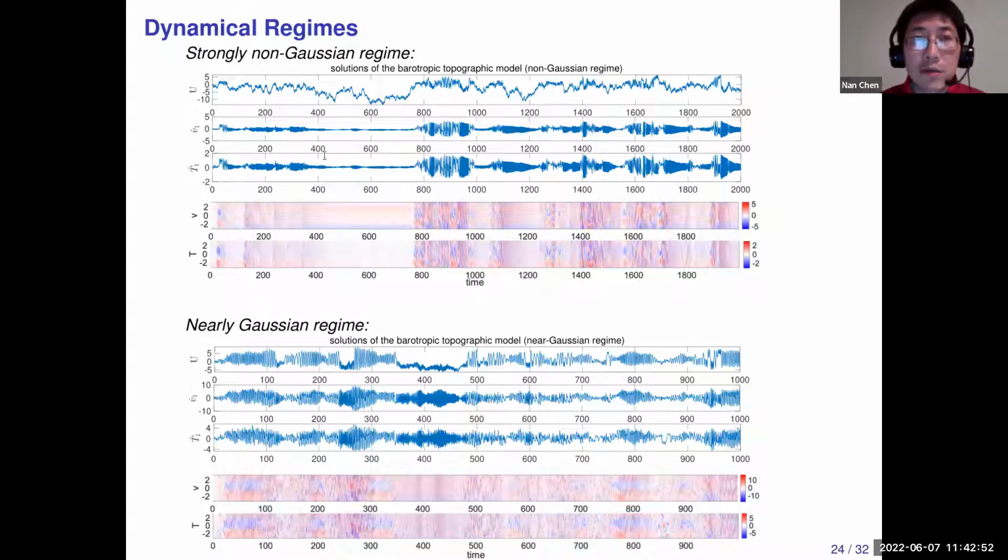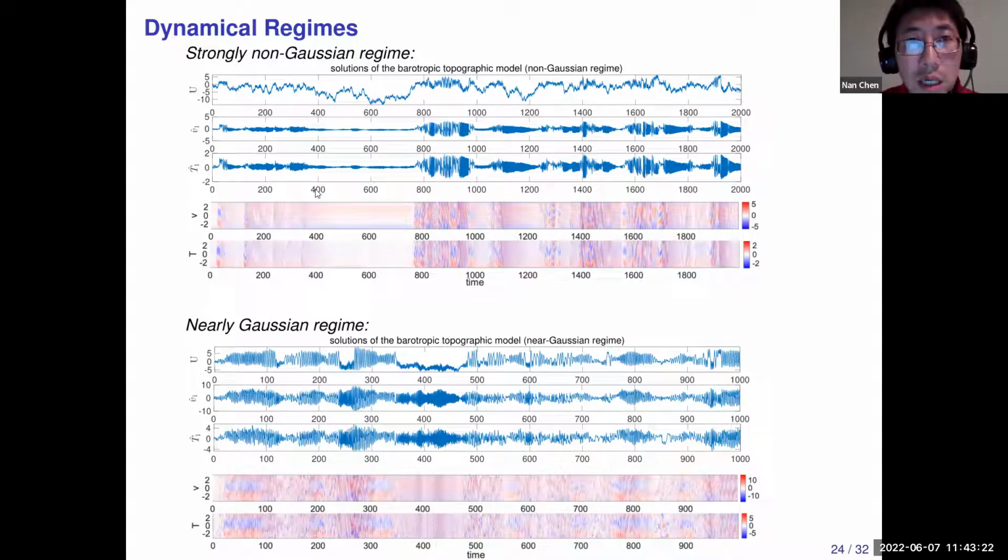And we test two dynamical regimes. One is called the strongly non-Gaussian regime because the statistics or the PDFs are highly non-Gaussian. Another is the nearly Gaussian regime because of the Gaussian distributions. But no matter which regime, you can see a lot of chaotic behaviors. Like the first row here is the time series of U. And the second and third rows are the time series of v1 and T1, the first Fourier modes for velocity and for the tracer.